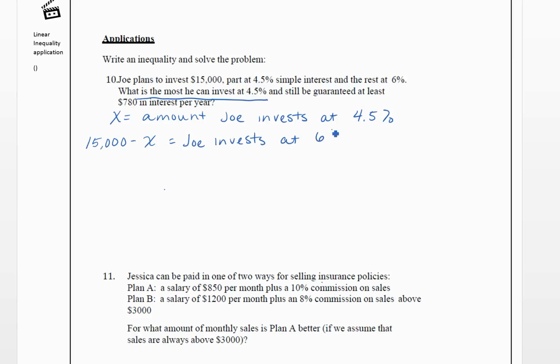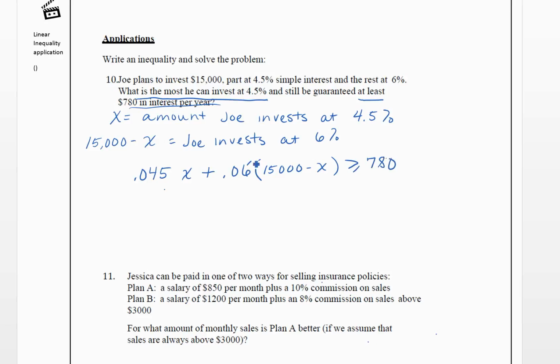Okay, now if we talk about the interest that he's going to get from his investments, he'll get 4.5%, which we turn to a decimal, so 0.045 on the amount he invests in that account. Plus, he'll get 6% as a decimal, 0.06, on the amount 15,000 minus X, the amount in that account. Now, we want that to be at least 780. Now, at least means greater than or equal to our $780. Okay, so we just need to solve this linear inequality like we've solved in the previous videos.